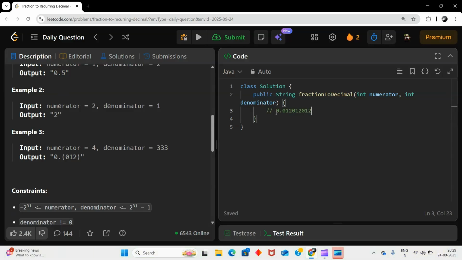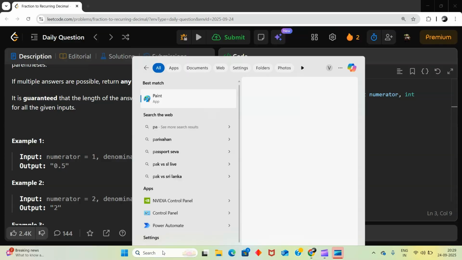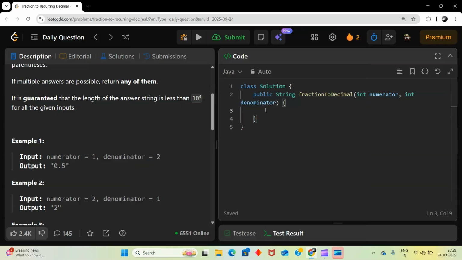So what we have to do is include the repeating part in parentheses. Now we will use the approach we used in school, where we had a dividend, divisor, remainder, and fraction. We will be using that, and our dividend will be the numerator, our divisor will be the denominator, and the remainder.